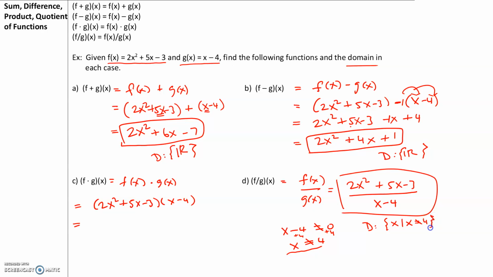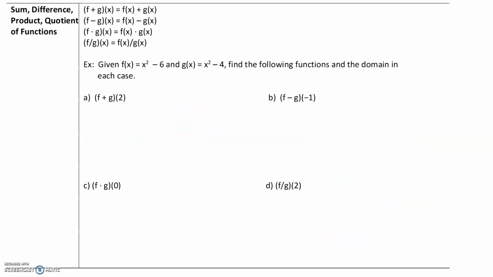And once again, we will talk about interval notation during class. Okay, we have one last example. We will do this one in class. So come prepared with questions, and I'll see you guys in class.